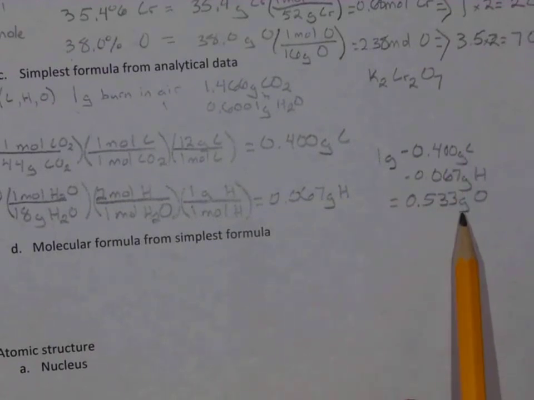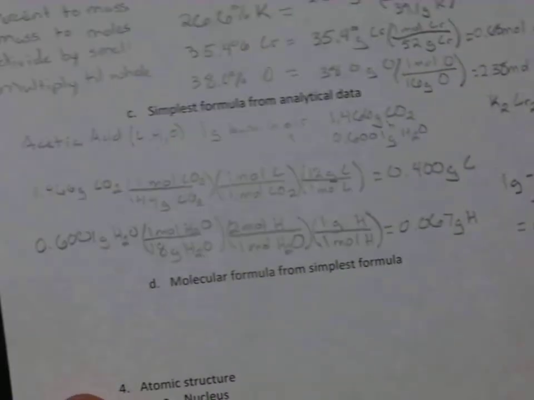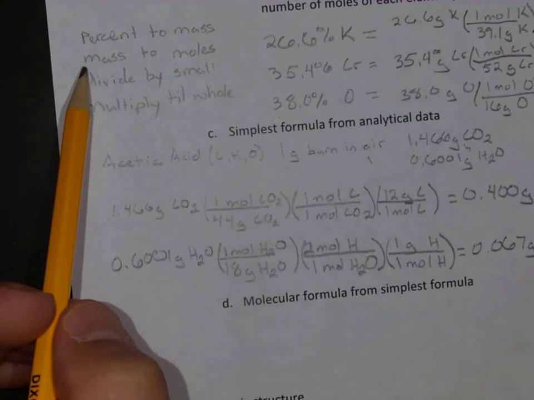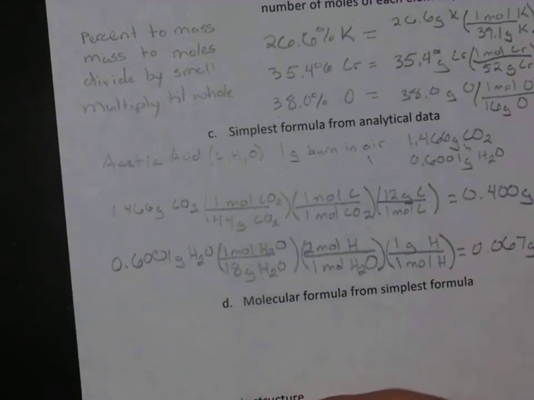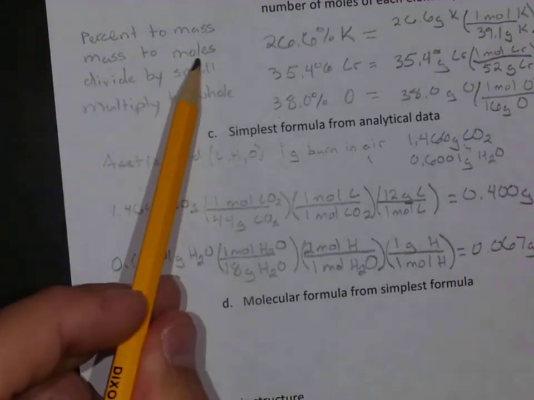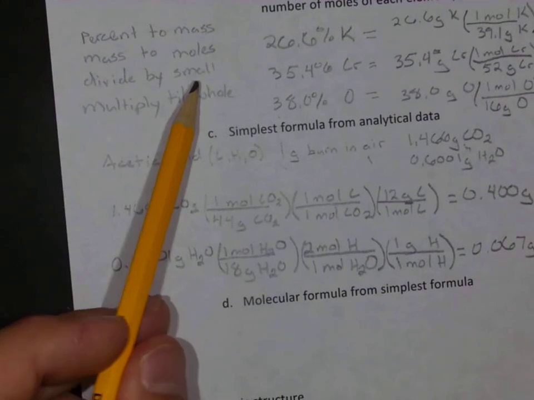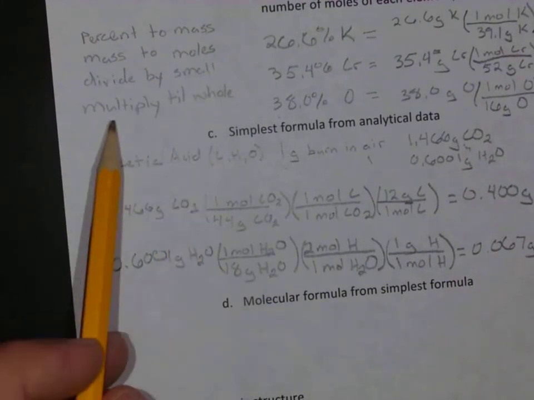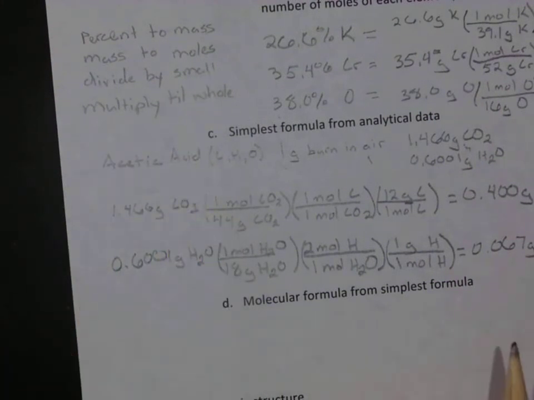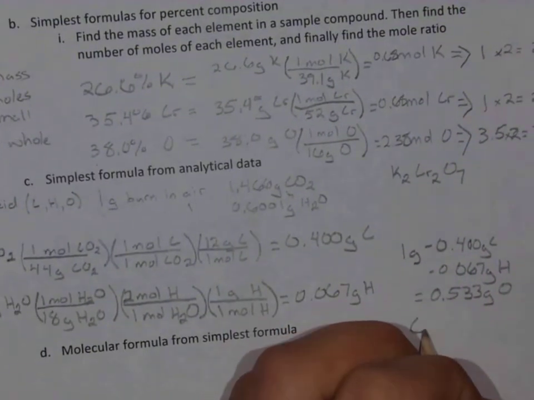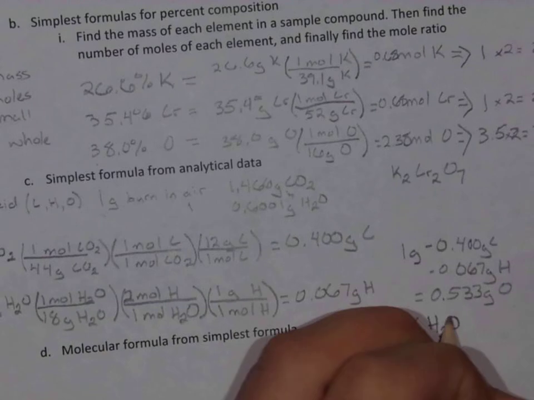Now we have grams for each. So if we go back to the previous problem, we have masses of each of our components. I can take my mass to moles, and then I'll divide by the smallest, and if I have whole numbers, I'm totally good. Or if I need to multiply, I can multiply them till I get to a whole number. If I do that, which I think you guys can, I should get to CH2O.